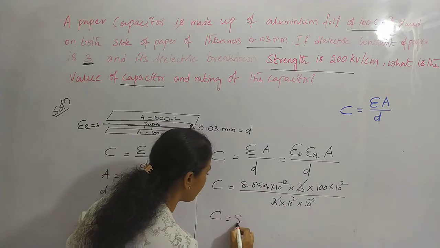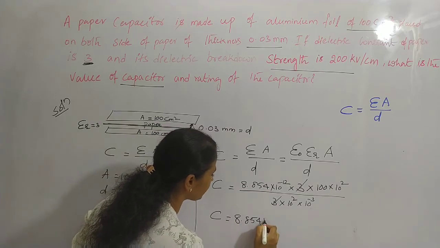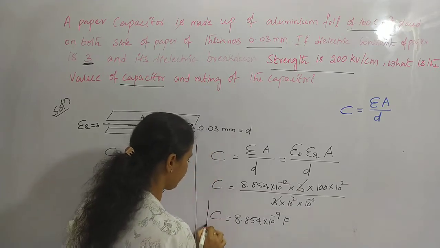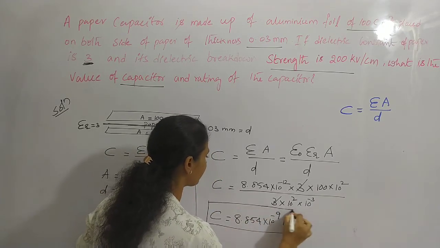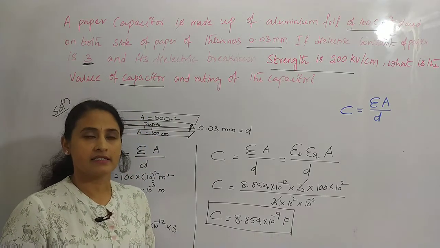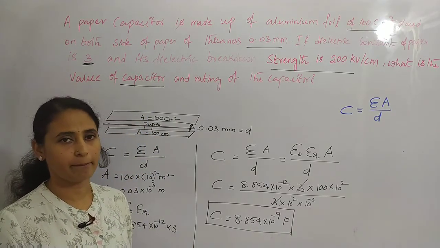So the capacitance C is 8.854 into 10 raised to minus 9 farads. This is the capacitance between the two aluminum foils which are separated by the medium of paper. Let us obtain the capacitance of one coaxial capacitor.